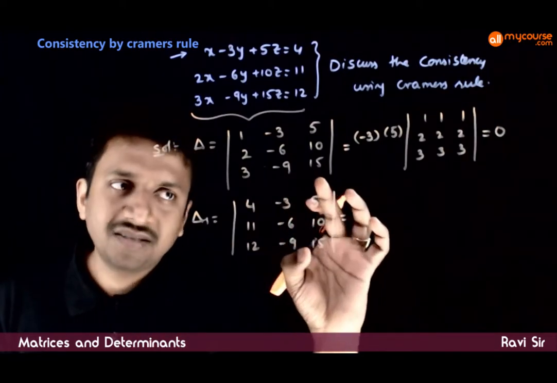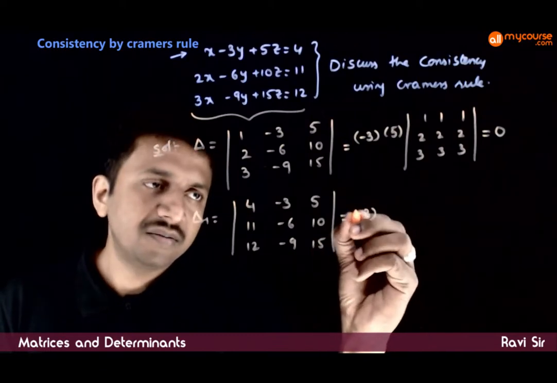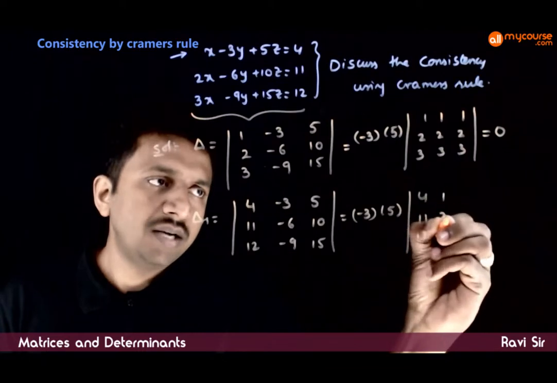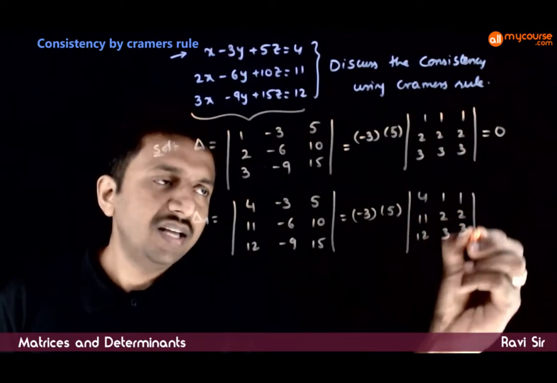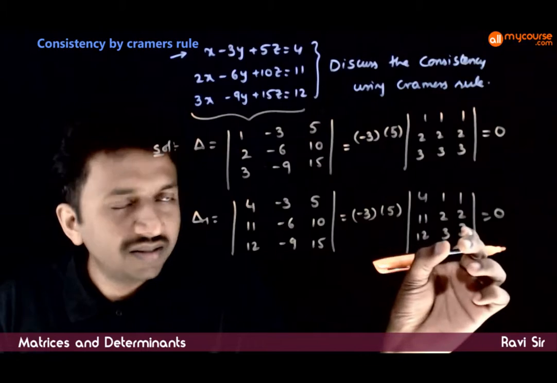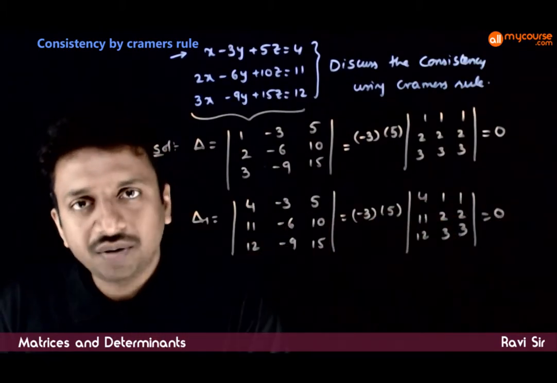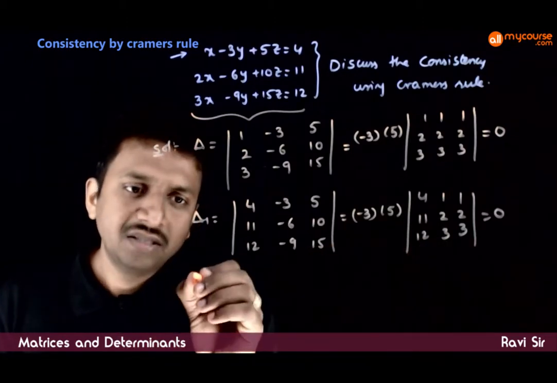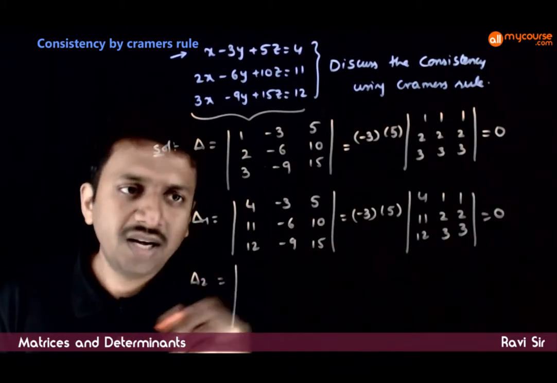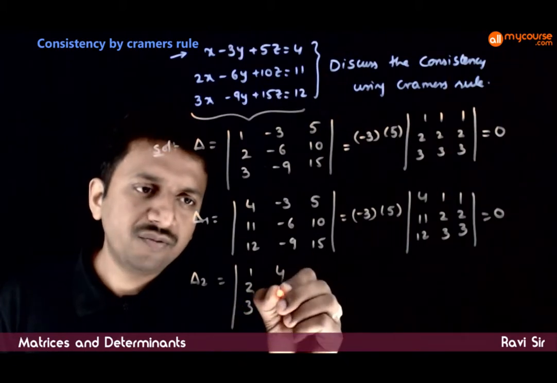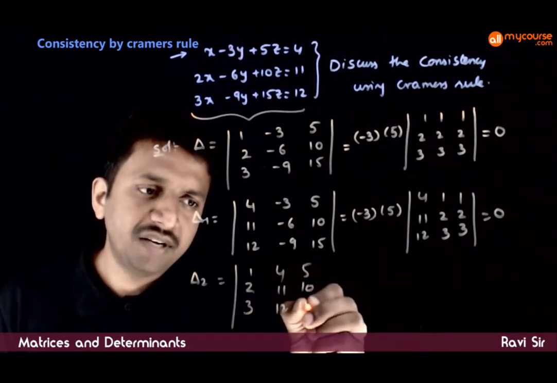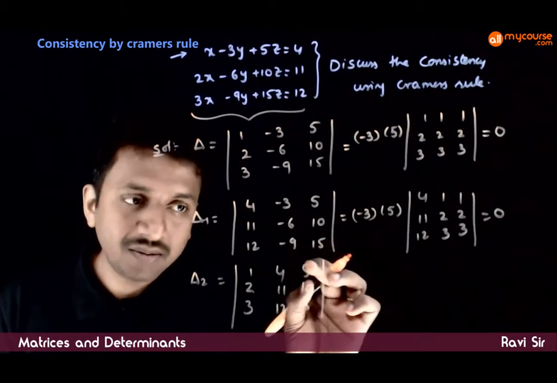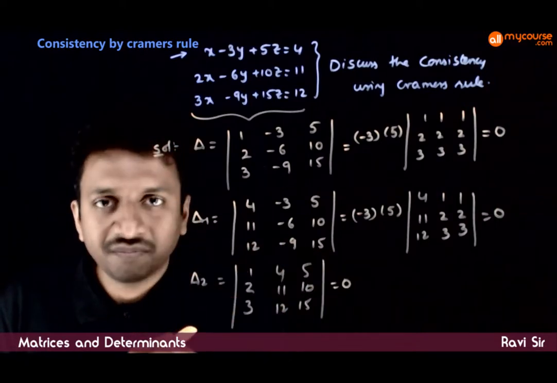So again you take minus 3 and 5 common. Minus 3 into 5. So 4, 11, 12, 1, 2, 3, 1, 2, 3, again equal to 0, because two columns are again the same as each other. Similarly, what happens with delta 2? In delta 2 you have 1, 2, 3, 4, 11, 12, 5, 10, 15. If you take a 5 common from this, again this column becomes 1, 2, 3, again equal to 0.